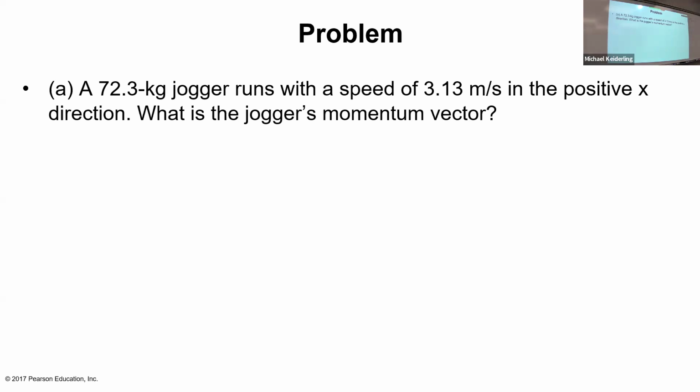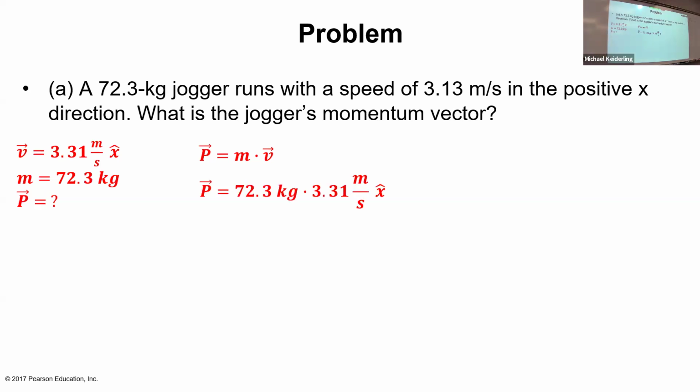So this is fairly straightforward. Momentum is just mass times velocity. Our velocity is 3.31 meters per second in the x direction. Our mass is 72.3 kilograms. So our momentum is mass times velocity. Momentum is P. Don't ask me why. So 72.3 kilograms times 3.31 meters per second in the positive x direction gives us 226 kilogram meters per second in the positive x direction.